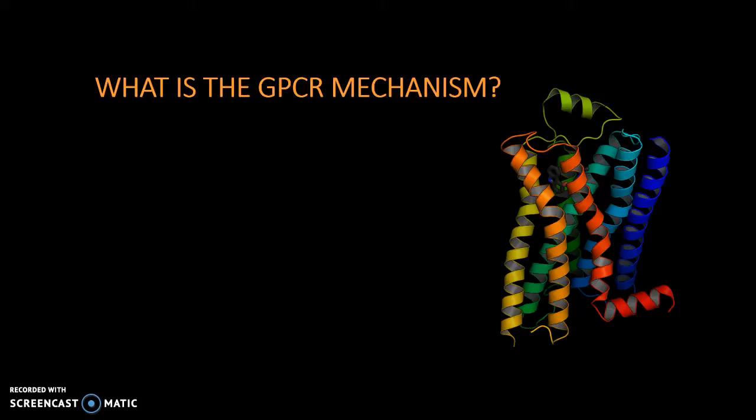Cells have to have a way to communicate with each other, and whether they're trying to communicate with cells that are far away or right next to each other, they all have to have a different kind of mechanism. The GPCR mechanism is a really common one used by cells. GPCRs are G protein coupled receptors. They give off a signal with the help of G proteins.